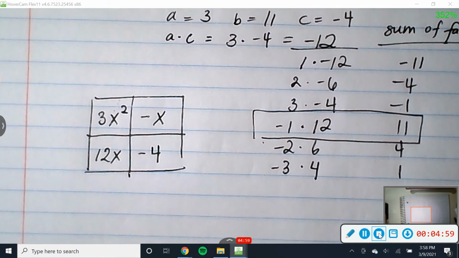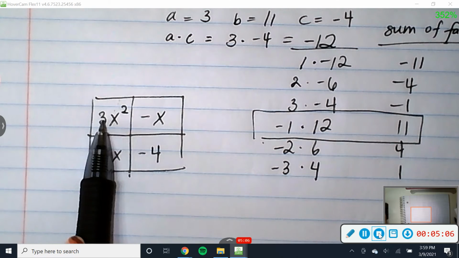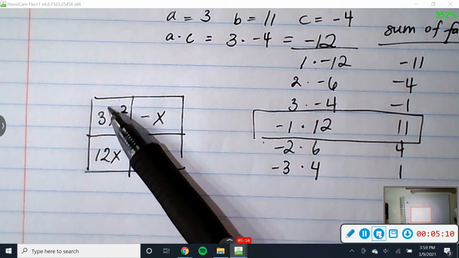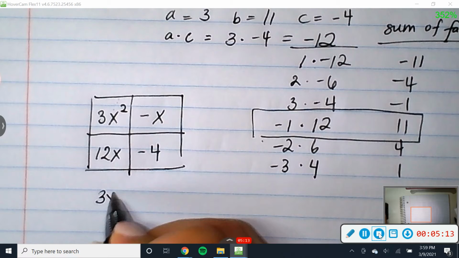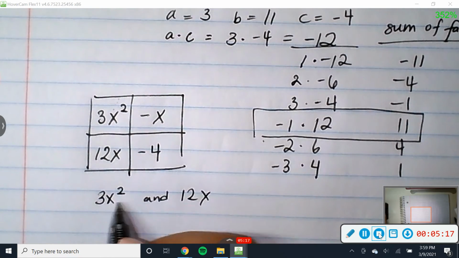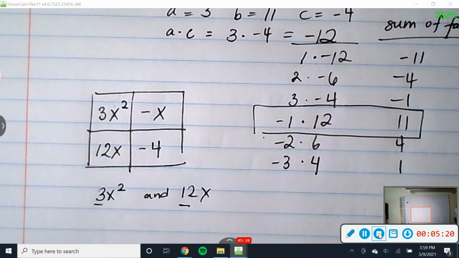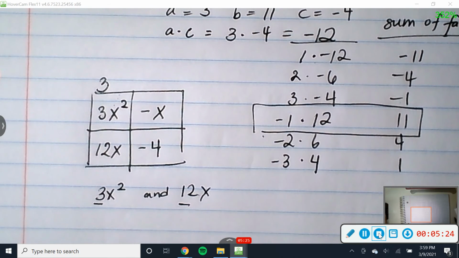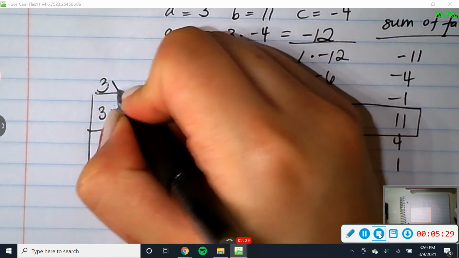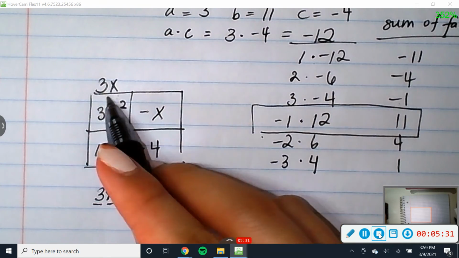Now, GCF. For these problems, you need to pay a little closer attention to what the GCF is because we have coefficients now in front of the x squared. So when I'm looking at these two boxes right here, you want to find what is the GCF of 3x squared and 12x. Well, first of all, looking at the numbers in front, the coefficients, there's a GCF of 3. So I'm going to include that. Now I look at my variables, and I know that there's a common factor of x. So on the outside, I have 3x.